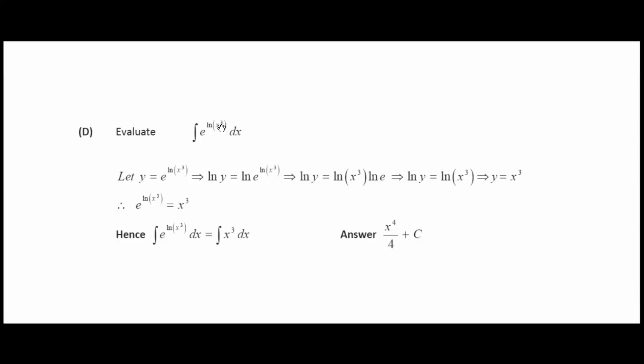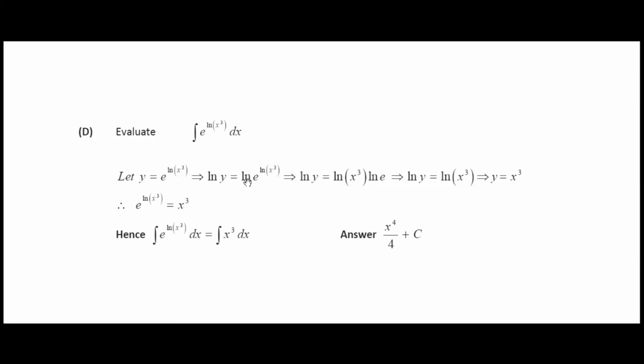What we have here then is that e to the ln of x cubed is x cubed. Now, why? Okay. Well, let's start with y equals e to the ln of x cubed. Let's take the log of each side. The log of y, okay, that's just ln of y. The log of this, okay.